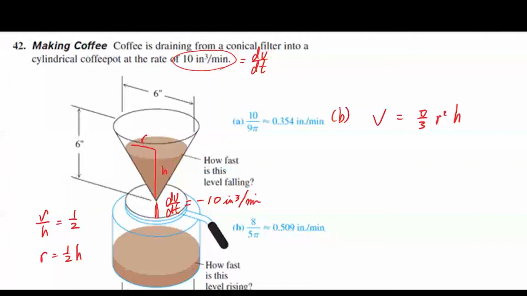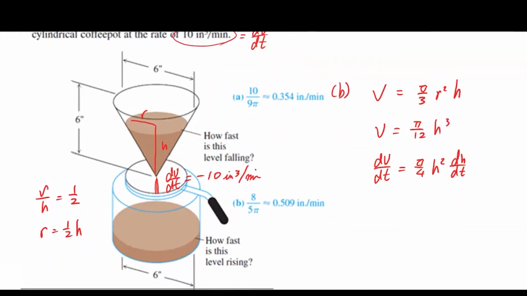Now take a derivative with respect to t on both sides. So we have pi over 4 h squared dh/dt. Now we want dh/dt because dV/dt is given. So dh/dt, and you have to put it into this form, calculator ready form, and then dV/dt. Okay, let's plug it in.